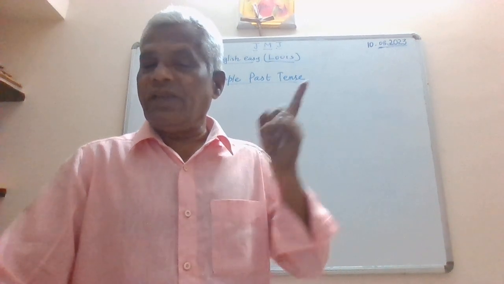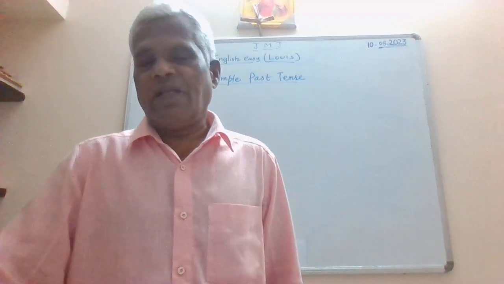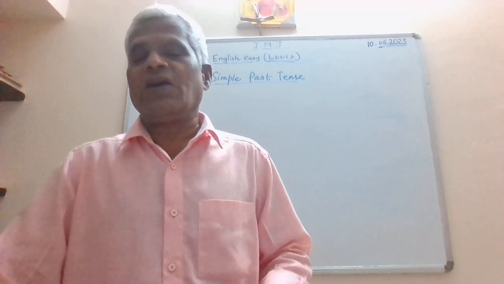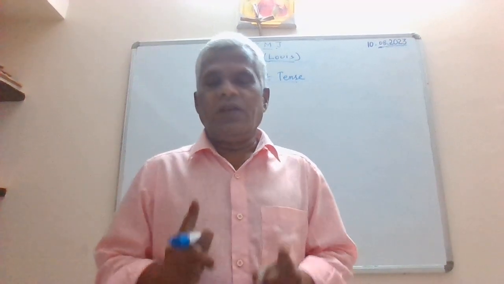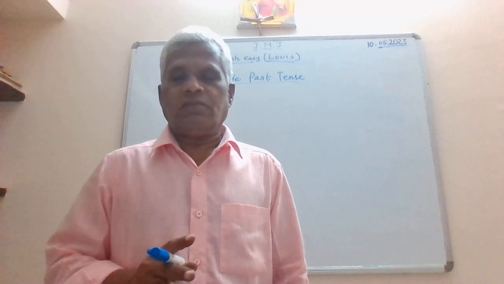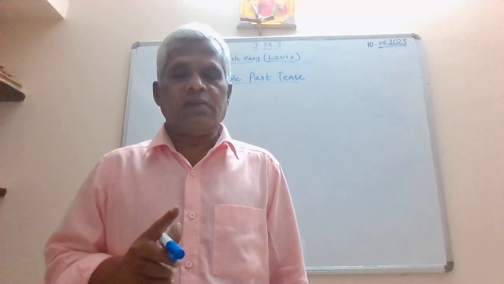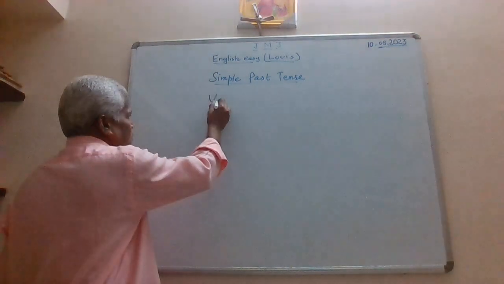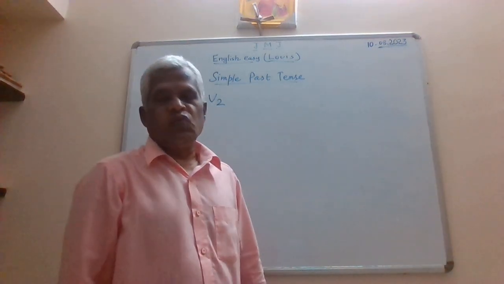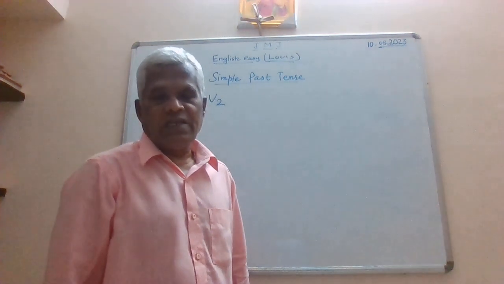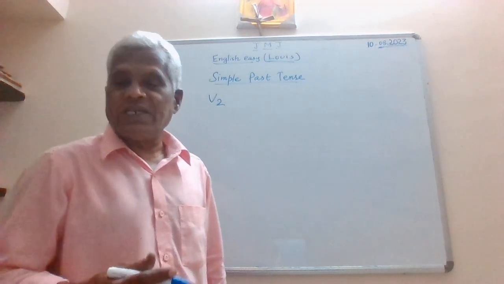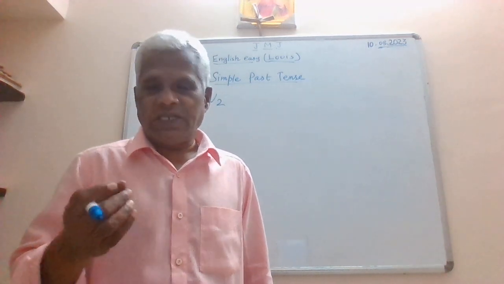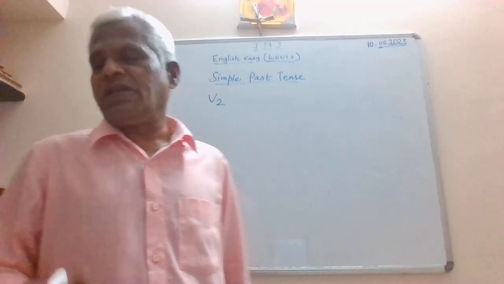We used verb 3 for the present perfect tense. But when we are discussing simple past tense now, we need only V2. We need only V2. Now what does V2 mean? That we need to be very clear about. What is V2? Verb 2 means past tense. So if you remember, we discussed different forms of verbs in English: present tense, past participle and the present participle.